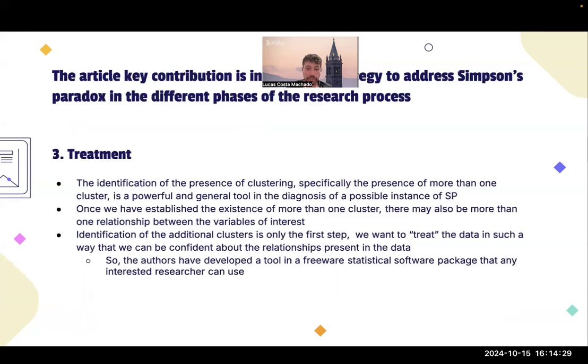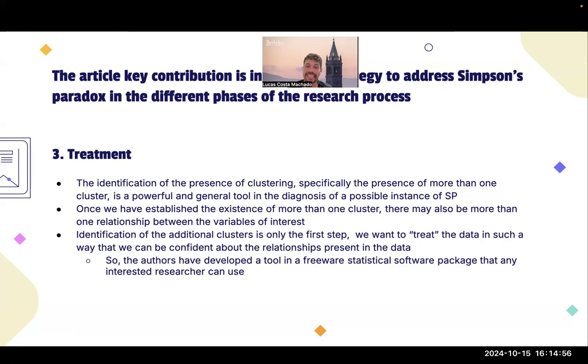The third part is treatment. The treatment part talks about the importance of identifying those clusters, those segments that may have different behaviors. And once you have those clusters, how you should do the analysis to understand if the differences between the clusters are statistically significant or not, to understand if your conclusion at the aggregated level is different from your conclusion from the segmented data.